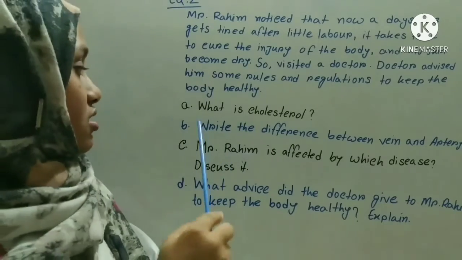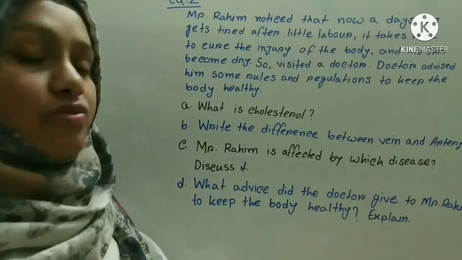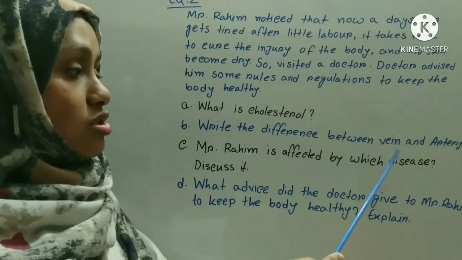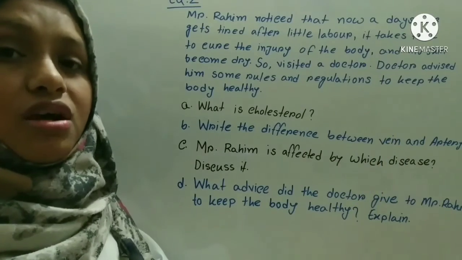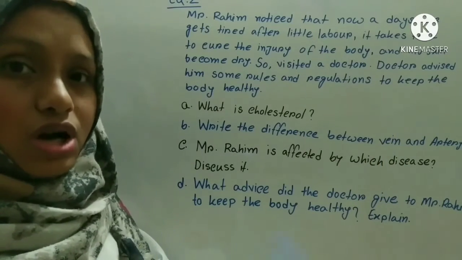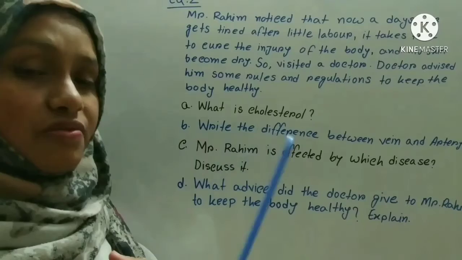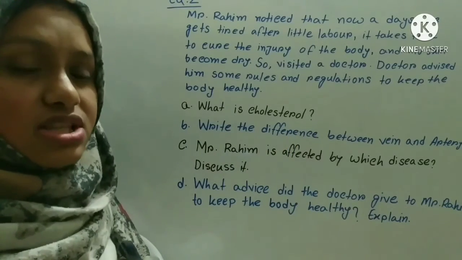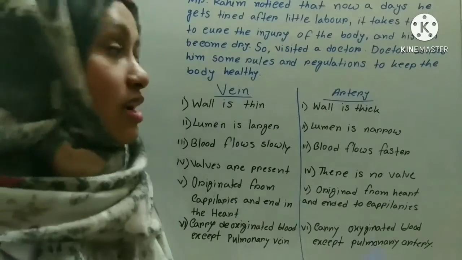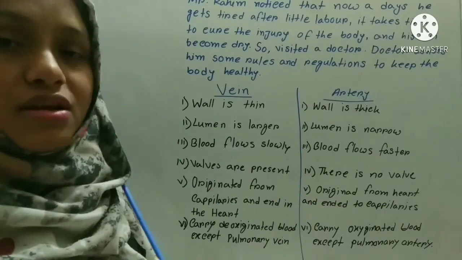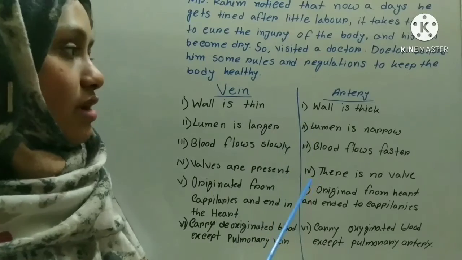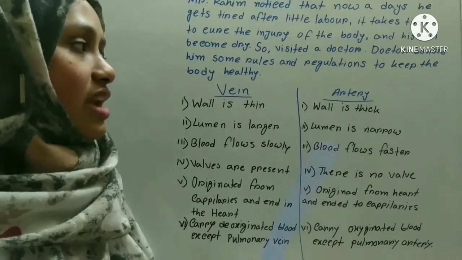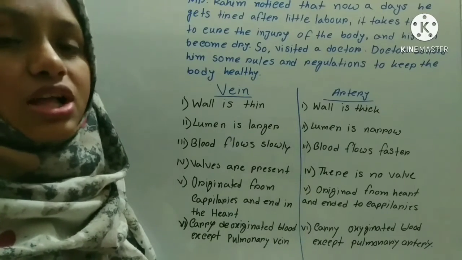Now the second question. Write the difference between vein and artery. We saw the vein and artery in the heart, in the figure of the heart. So there are some basic differences between vein and artery. So let's see the differences between vein and artery. You see that the differences are exactly opposite from each other.